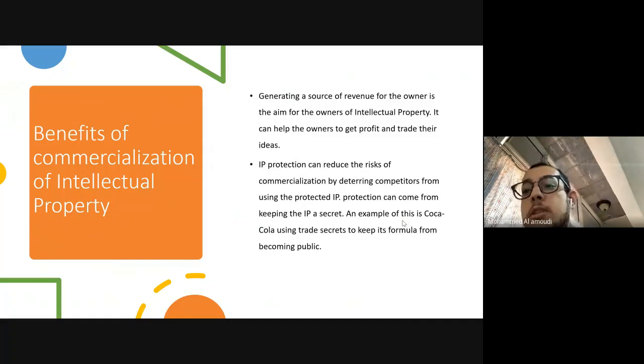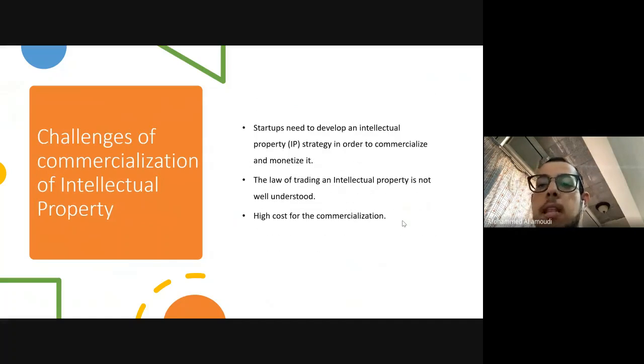IP protection can come from keeping the IP a secret. An example of this is Coca-Cola using trade secret to keep its formula from becoming public. Next slide.